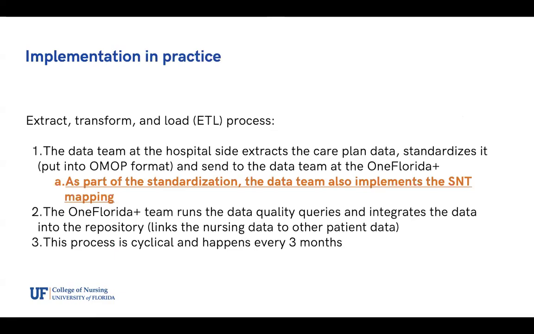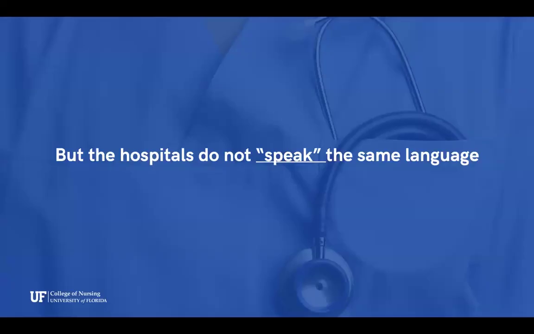And as part of this pipeline, what we're doing is that every 3 months, the health systems that work with us extract care plan data from the previous period. They standardize it and then they send it to the data trust. So it is a cyclical but also ongoing process, which enables us to get data for all patients being hospitalized at a specific time period.